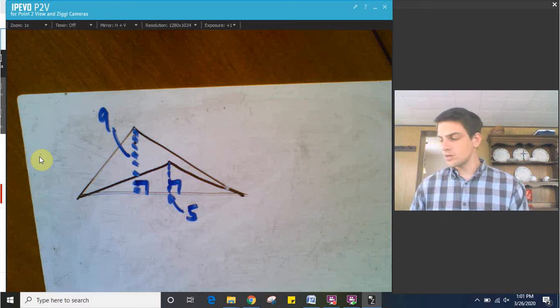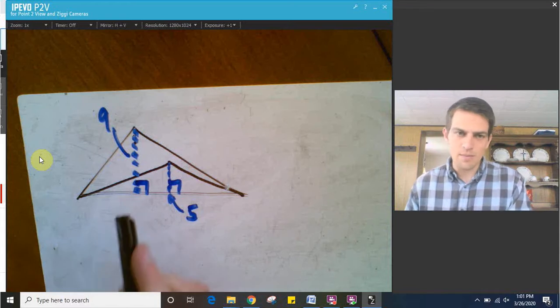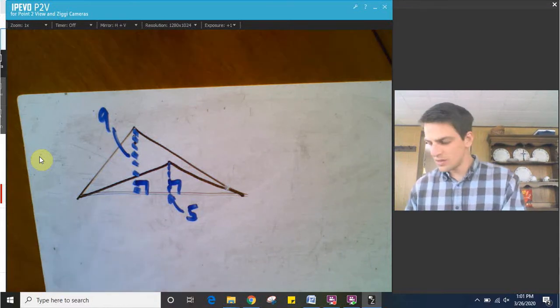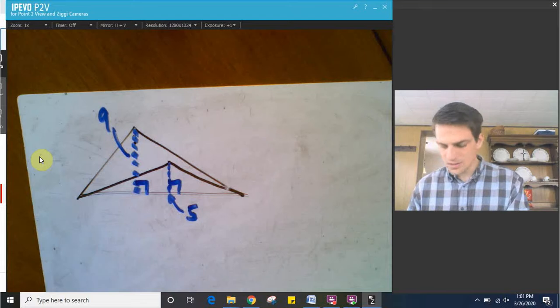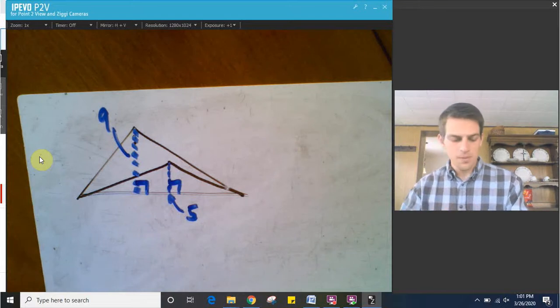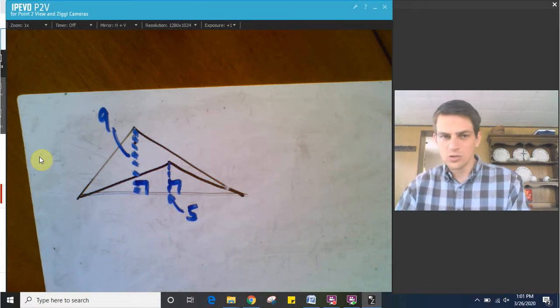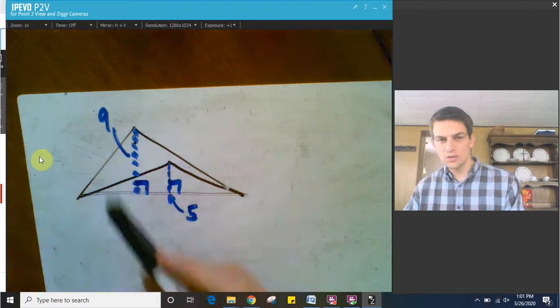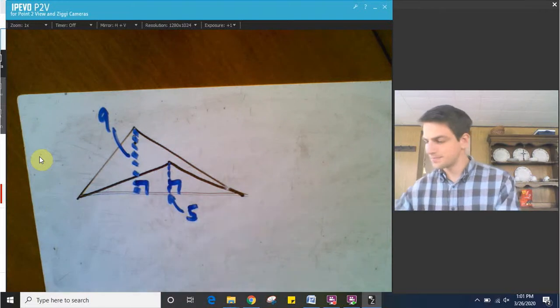Now, what we notice here is that these triangles actually share a base. And if we look at our purple box on page 456, we know that when triangles have equal bases, the ratio of their areas is just going to be the ratio of their heights. So the ratio of the areas of these two is going to be 5 to 9.